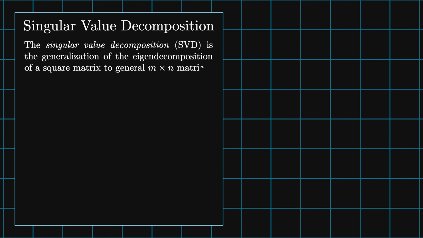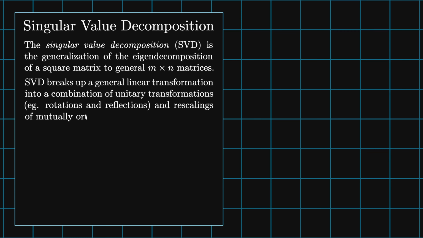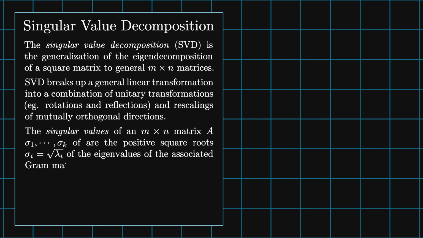The second decomposition we'll look at is the singular value decomposition, or SVD. The SVD is a generalization of the eigendecomposition of a square matrix to a general m by n matrix. What the SVD does geometrically is break up a linear transformation into a combination of unitary transformations and rescalings of mutually orthogonal directions. Before we can get into SVD, we must define singular values.